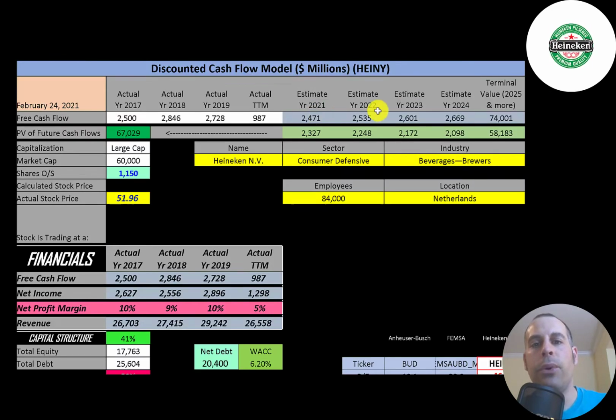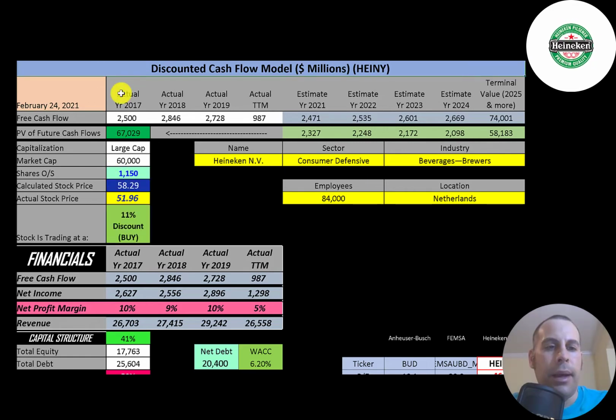We estimated 4 years of future free cash flows. We also estimated terminal value, which is all cash flows past year four, that's $74 billion. And we discounted those numbers back to today using the weighted average cost of capital. We get a value of the company of $67 billion. We divide that by 1.1 billion shares. And we get a calculated stock price of $58.